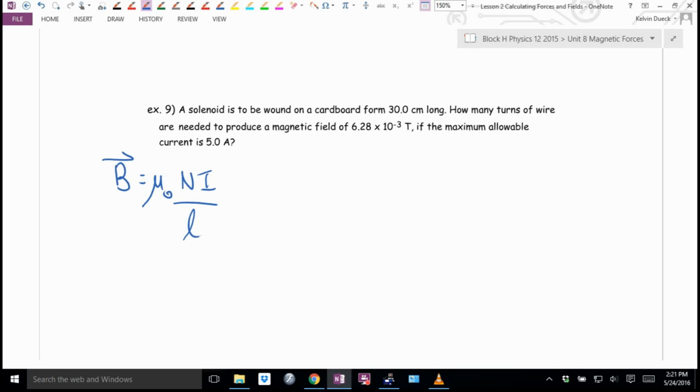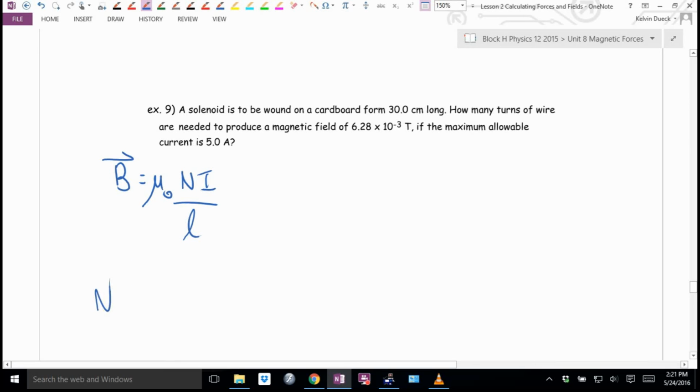Okay, Trav, what's this question asking me to find? The number of turns of wire. Which variable? Yeah, N. How would I get the N by itself? What will I do with the mu naught and the I? And the L?